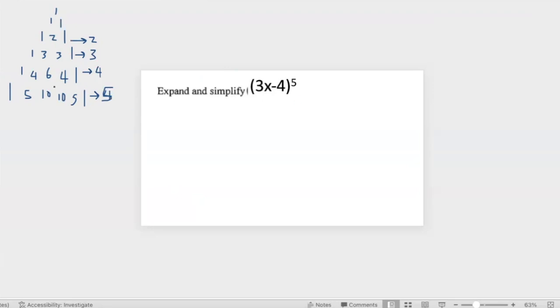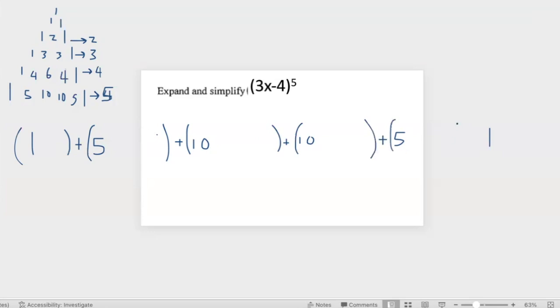And given that this is to the power fifth, these are the numbers I'm going to use. 1, 5, 10, 10, 5, and 1. Then I'm going to put some plus signs and put these in brackets. So I have plus, put this in bracket, plus, put this in bracket, plus, put this in bracket, and plus, put this in bracket.